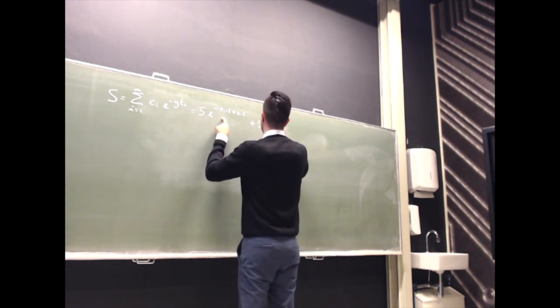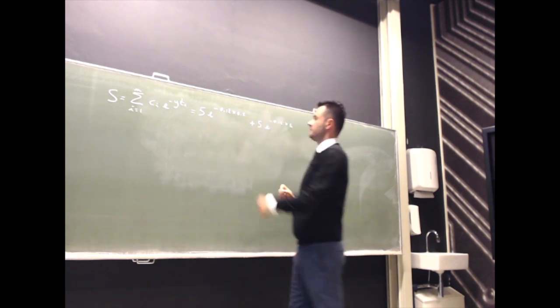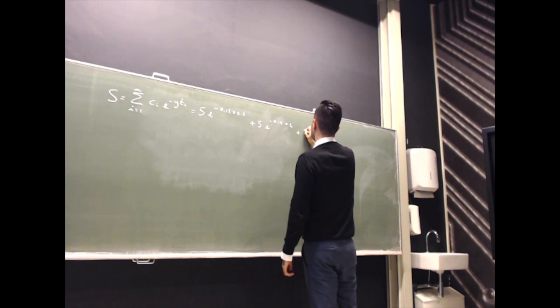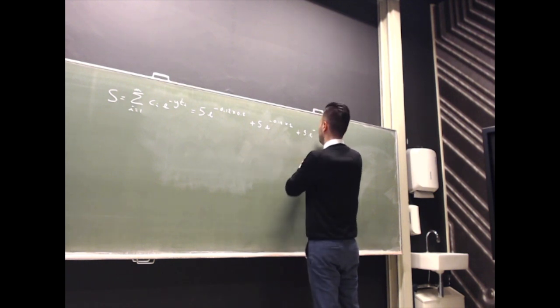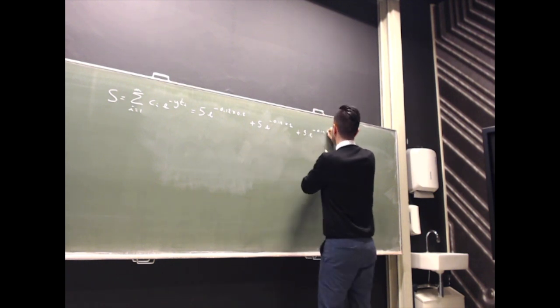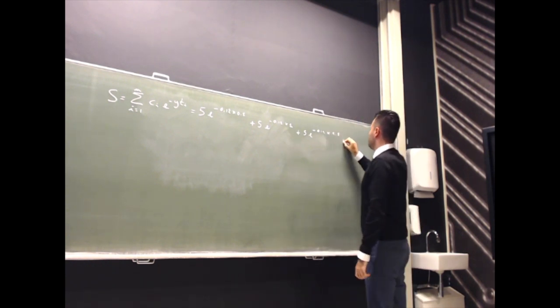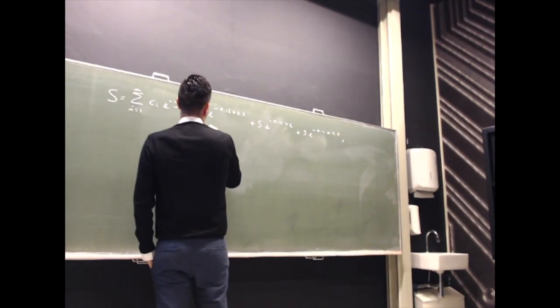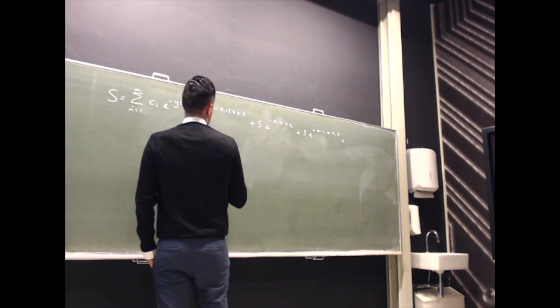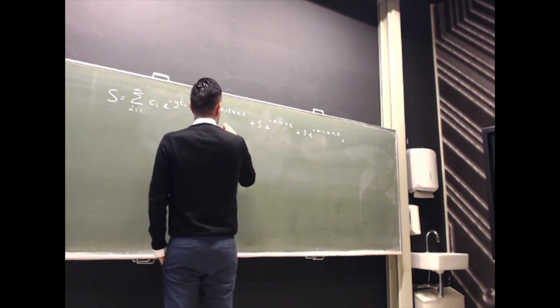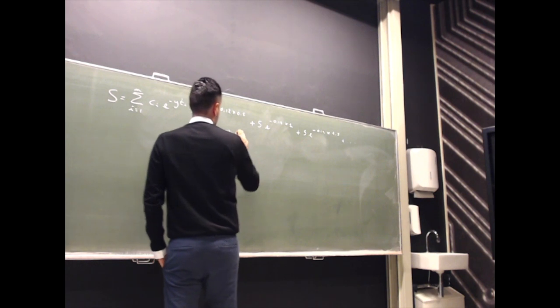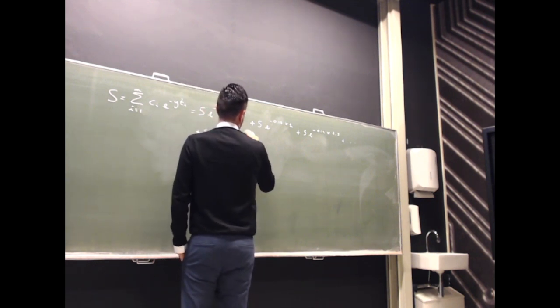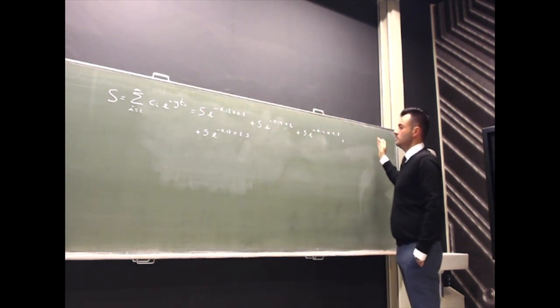So times 0.5, plus, again, 5 in 1 year from now. So it's minus 0.12 times 1, plus 5 e to the minus 0.12 times 1.5, plus, I go on, I reach e to the minus 0.12 times 2.5.